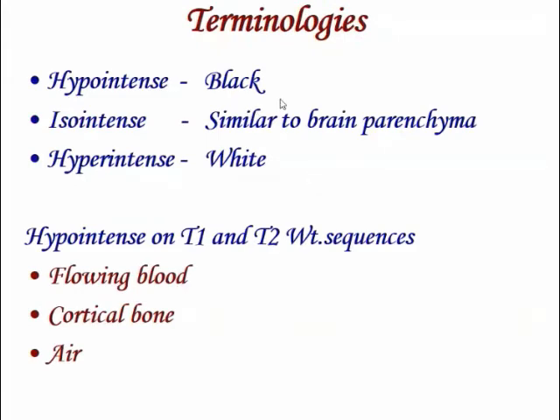So when we look at the T1 and T2 weighted sequences, there are certain terminologies which we put in our report, which you would have seen. We will say, okay, these T1 weighted images show a hypointense lesion, which turns hyperintense on T2 weighted images. So hypointense means black. Isointense is similar to brain parenchyma, and hyperintense is white. So you will see this. I'll show you the images.